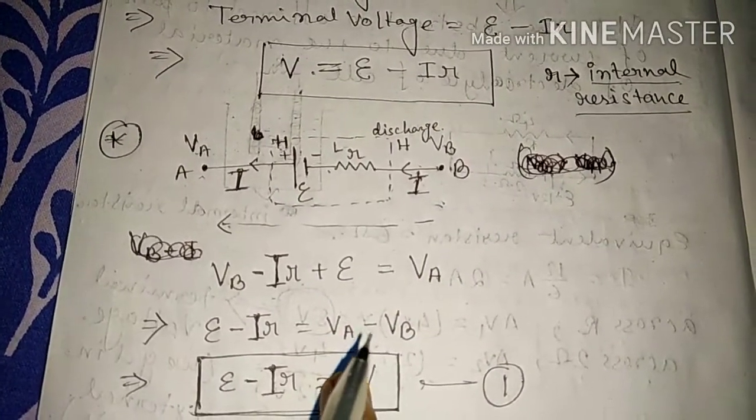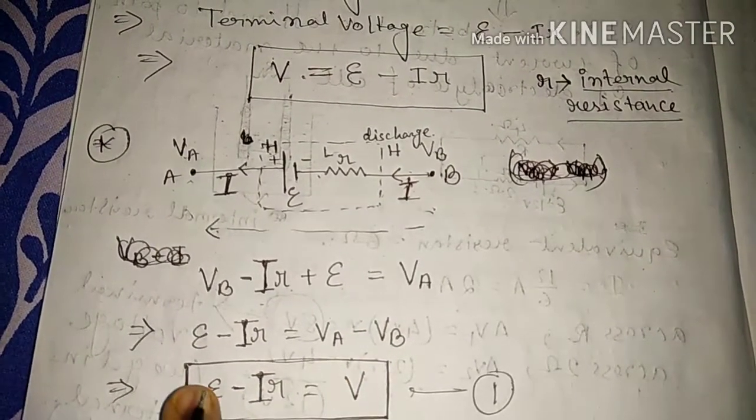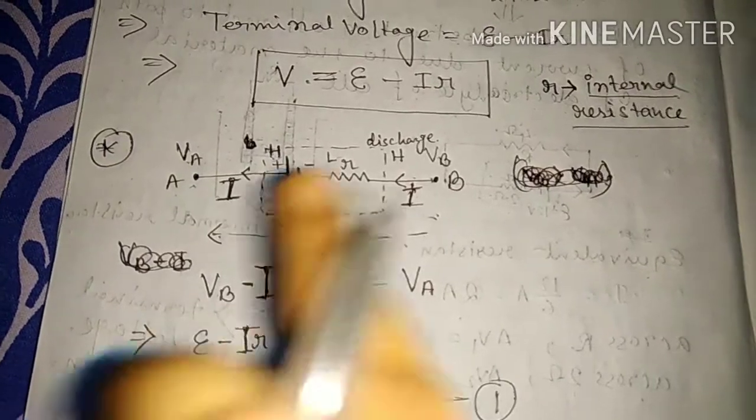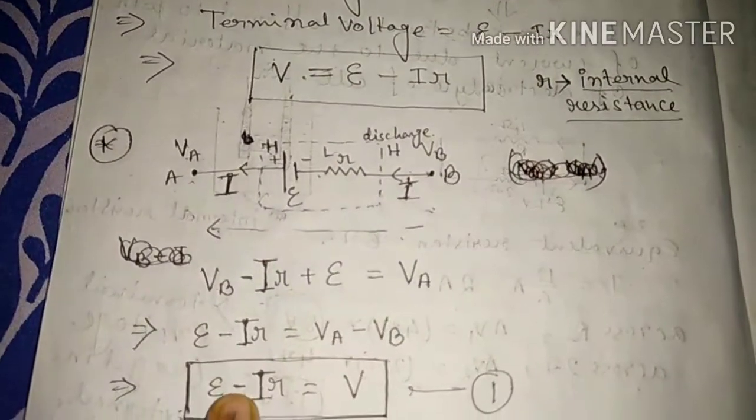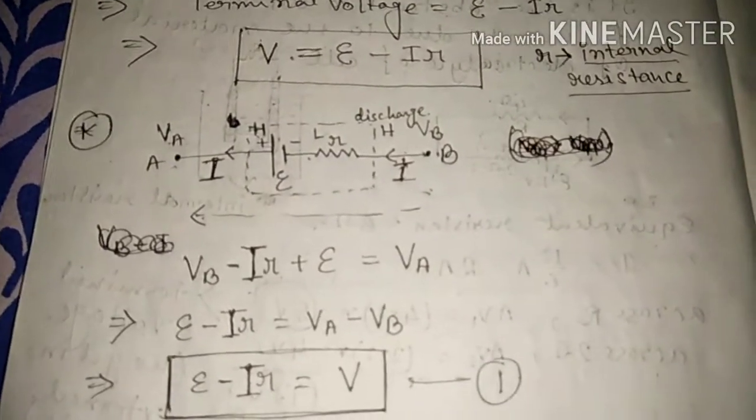V equals to, when terminal voltage is less than the EMF, then we can write V equals to E minus IR. But when the terminal voltage is greater than the EMF, we can write E plus IR. Understood? Okay.